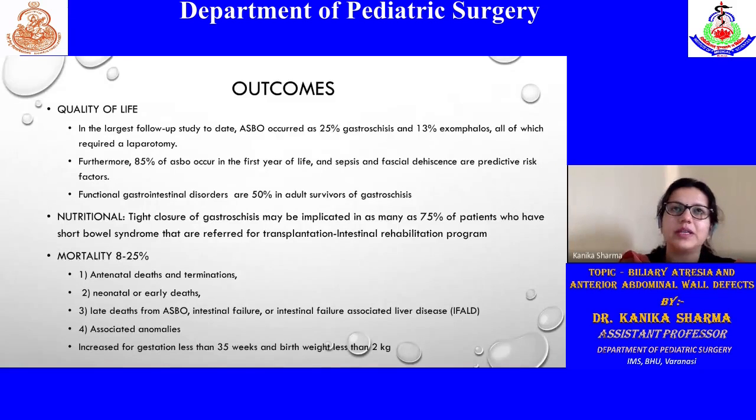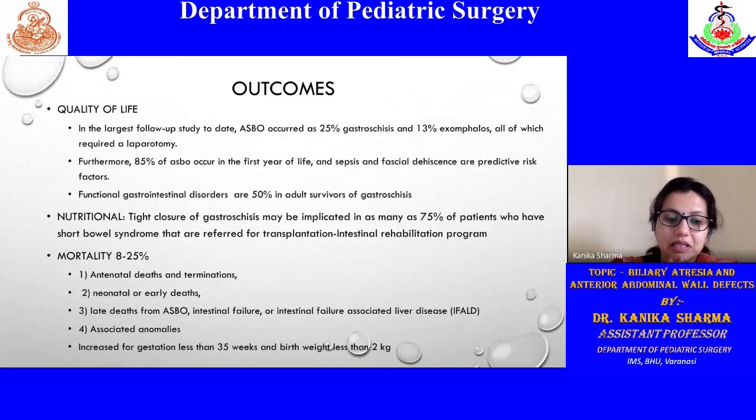Nutritionally, they are said to be doing fine, especially the cases of exomphalos, while for gastroschisis, where they may have associated intestinal disorders, most of these patients turn out to have short bowel syndrome, or may have this due to functional disorders. Gastrointestinal disorders may make them candidates for intestinal transplant and they may not tolerate normal feeds or a normal diet even till the late stages.